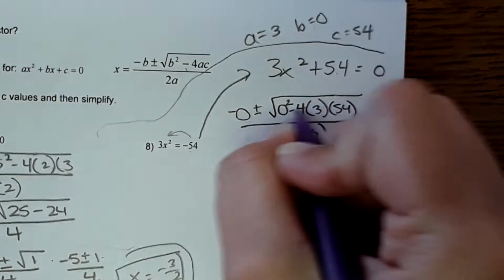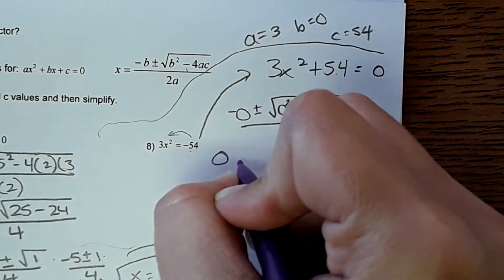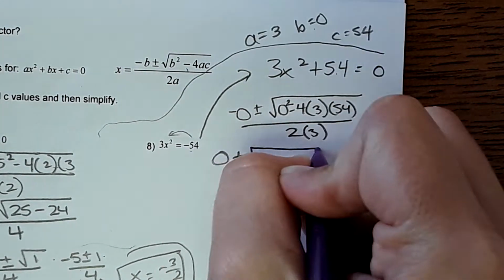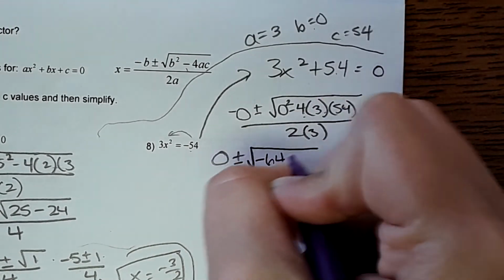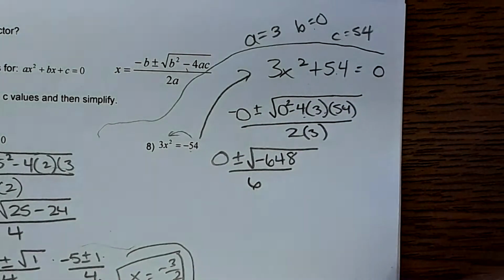So rewriting it and simplifying what's in here, I get 0 plus or minus 4 times 3 times 54 is 648. Wouldn't it be negative 4? Yeah.